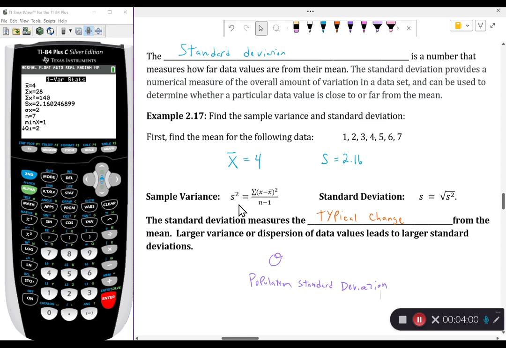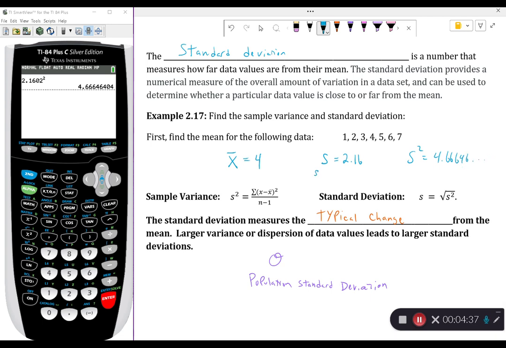There are 2 ways we can do this in the TI-84. The first way is to try to remember as many of these digits as I can. 2.160246899. 2.1602, and I can't remember the rest. I've got a good number of digits in here though. I can press the squared button and press enter, and I'll get that the variance s squared is 4.66646.